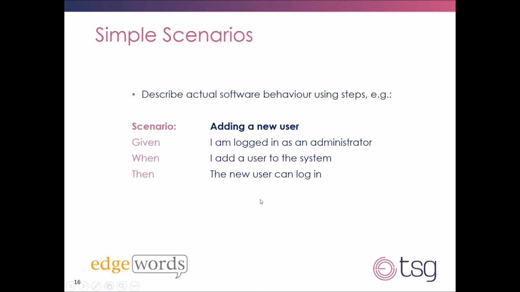So let's just look at a very simple scenario. So I've got a feature file. Within my feature file, I've got a scenario. So again, using this Gherkin syntax, here's one of the keywords, scenario. The scenario is adding a new user. Given I'm logged in as an administrator. When I add a new user to the system, then the user can log in. So here we're just describing the behavior and the outcome that would prove that scenario.